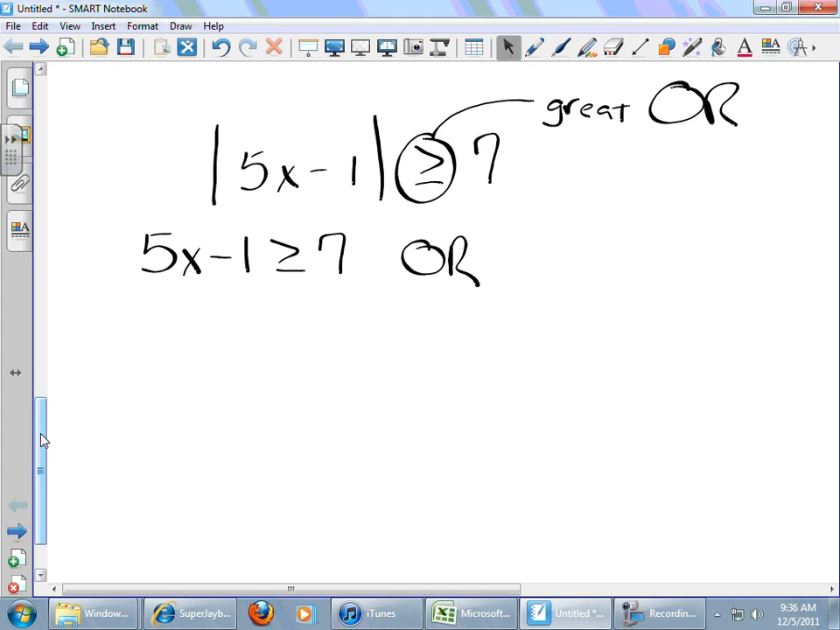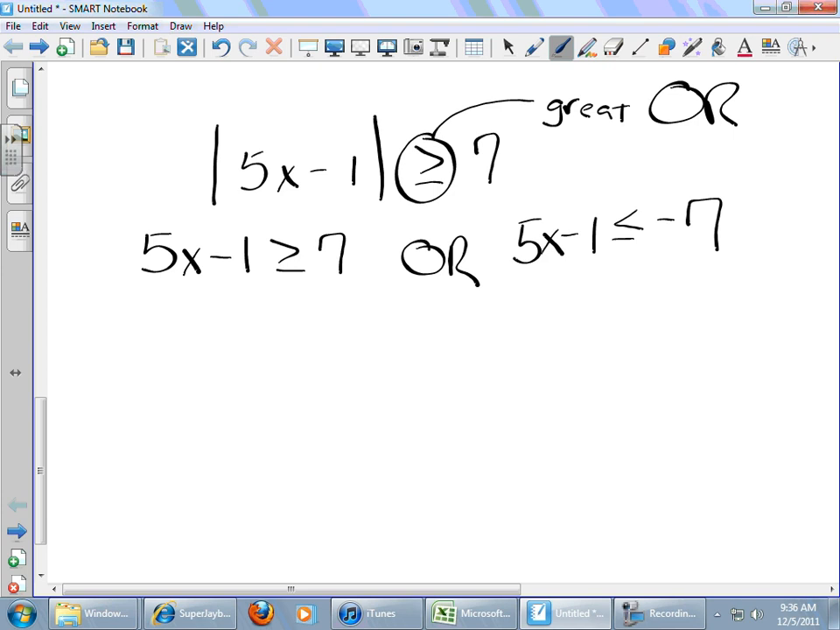Remember, I call that a greater than or equal to. So, to get the other side, I'm going to take what's inside the absolute value, 5x minus 1. I'm going to flip my inequality and change it to a -7. This will give me both parts of the solution.